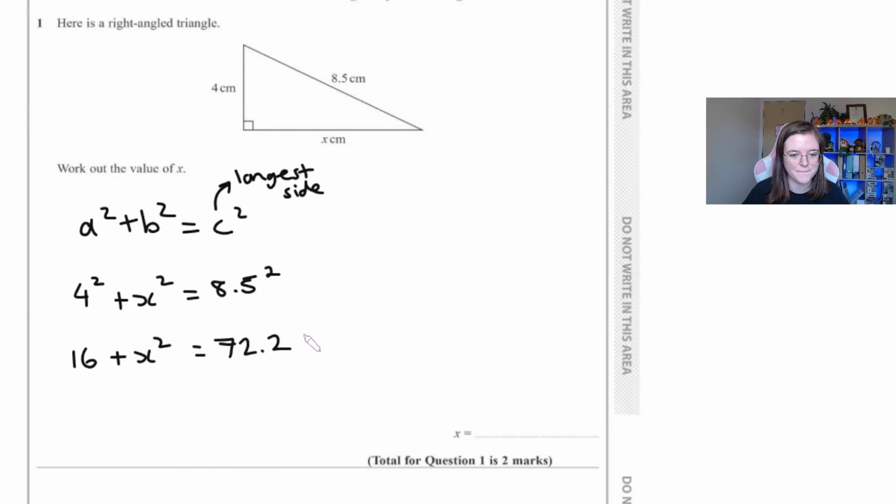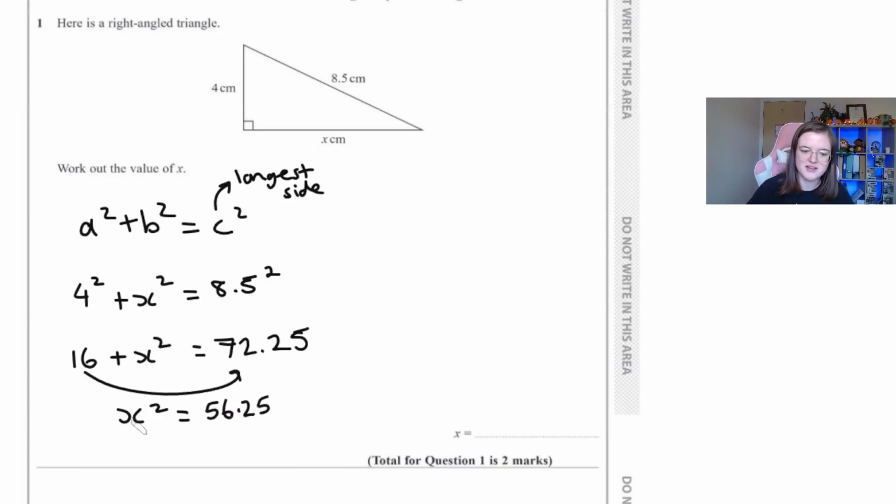72.25. And then if we take 16 over there to move it from this x squared, we get then x squared equals that minus 16, which is 56.25. And then if we square root that to find x on its own, we get 7.5. And there we are. That is question 1.